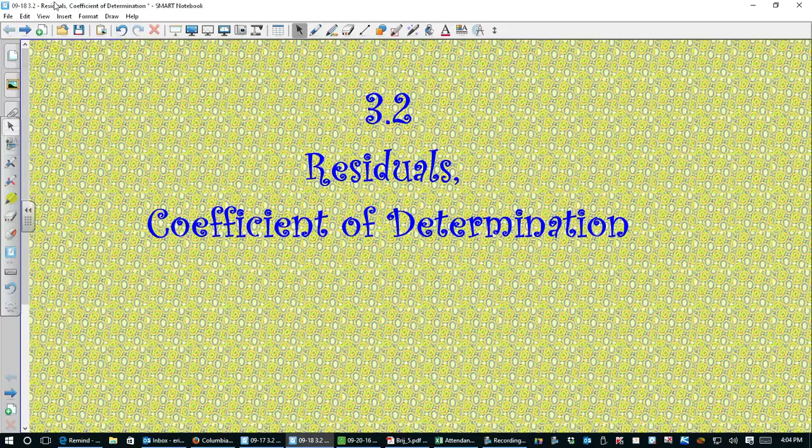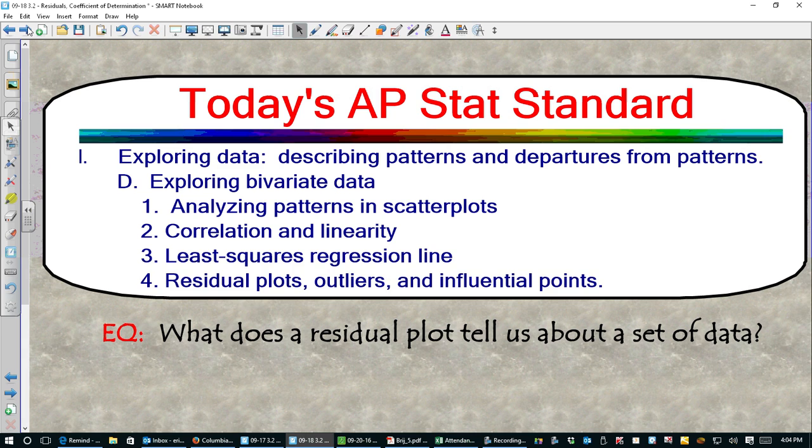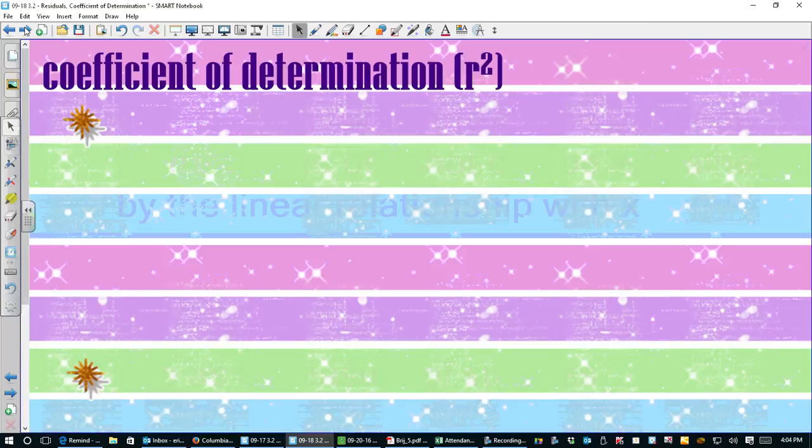Okay, this is lesson 3.2, Residuals and Coefficient of Determination. We are continuing in chapter 3, working with our least squares regression. Today we're going to talk about a residual plot, and what does it tell us about the set of data?